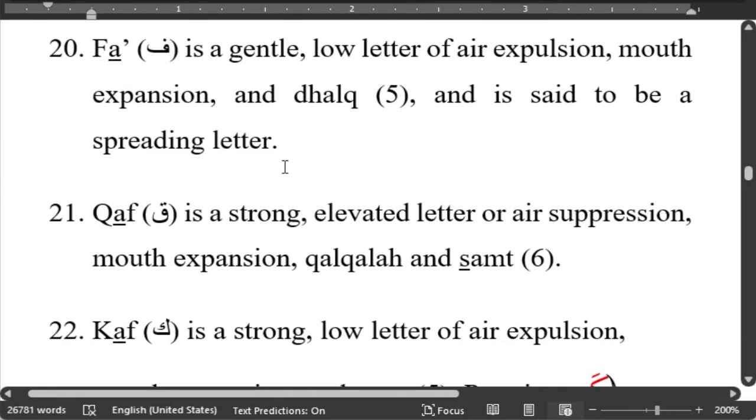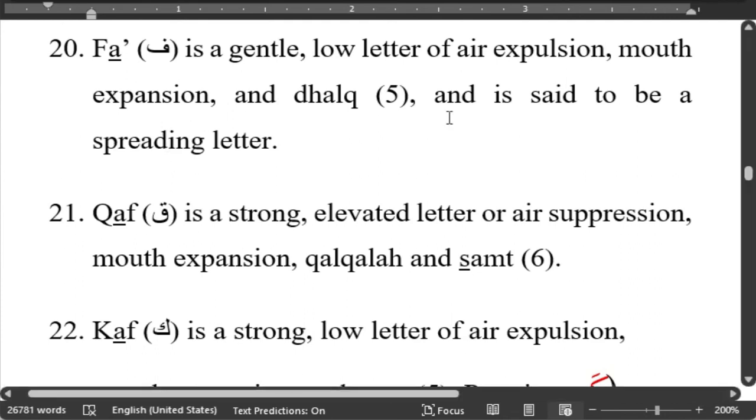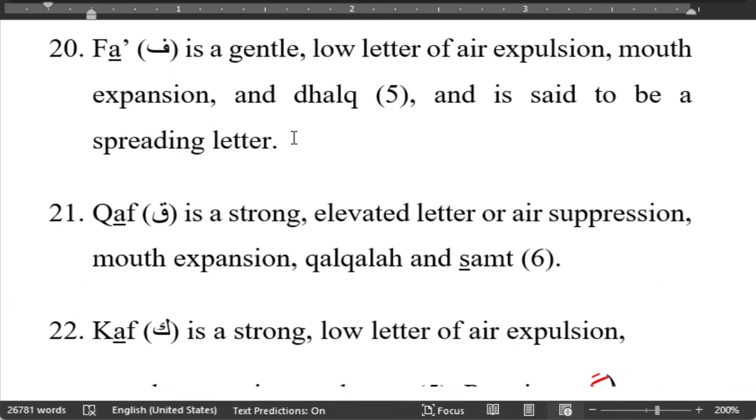Fa is a gentle, not stopping the sound, low letter of air expulsion, mouth expansion, and being on the edge. Don't make your fa too far from the edge, if it's an edge letter. And it is said to be a spreading letter. You could practice minat ta'affuf, minat ta'affuf, minat ta'affuf.